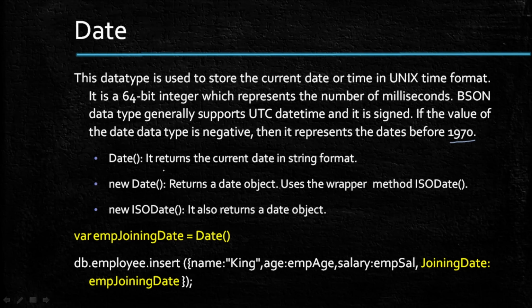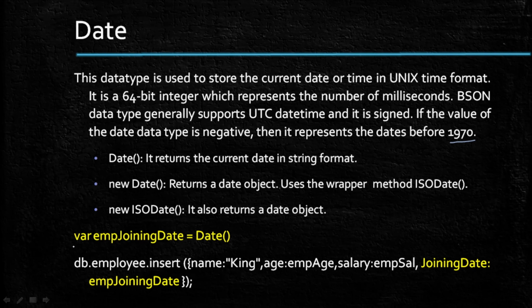The first one is Date. It returns the current date in string format. Then next is new Date. It returns a date object. It's a wrapper method of the ISODate method. New ISODate method also returns a date object.